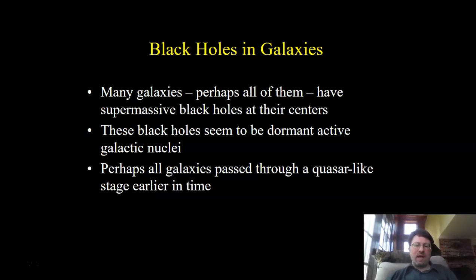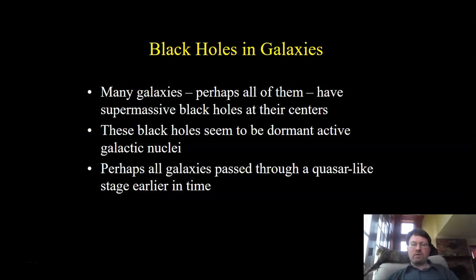Perhaps all of them have supermassive black holes. At this point, there have been so many different supermassive black holes that have been discovered at centers of galaxies. And supermassive black holes are typically on the order of millions or billions of solar masses.